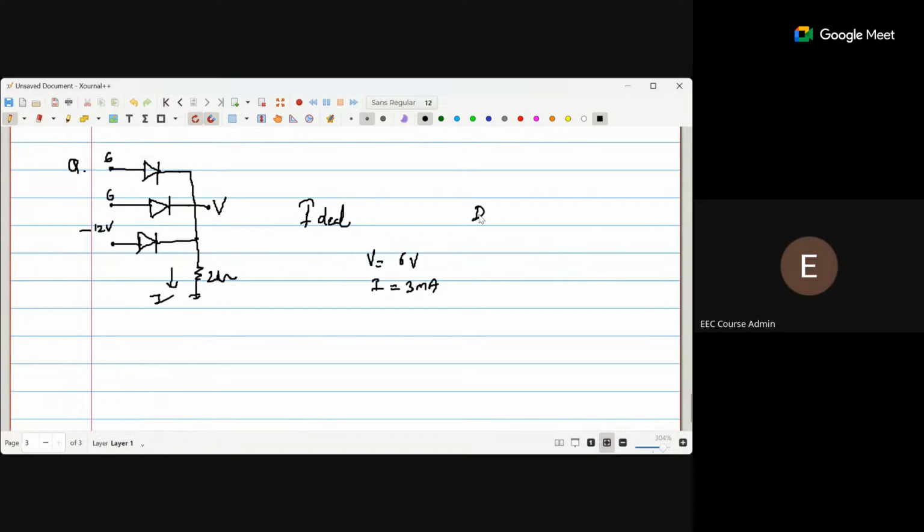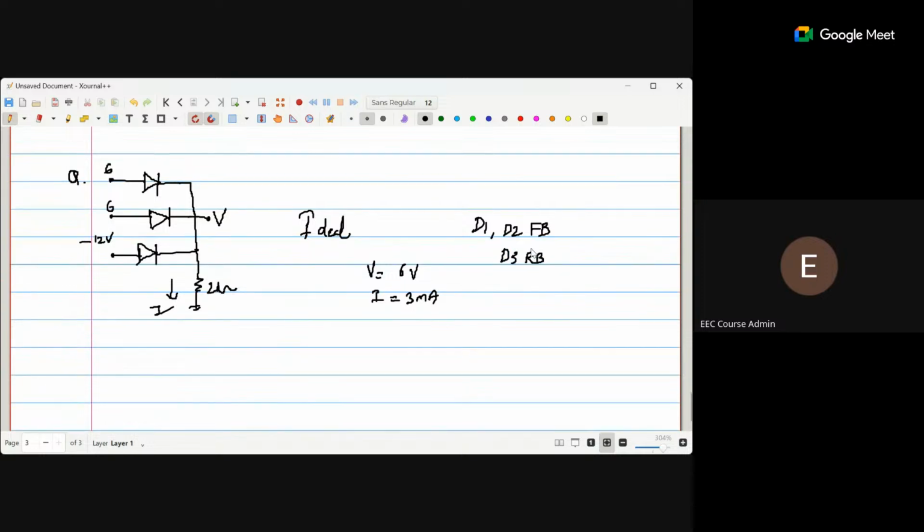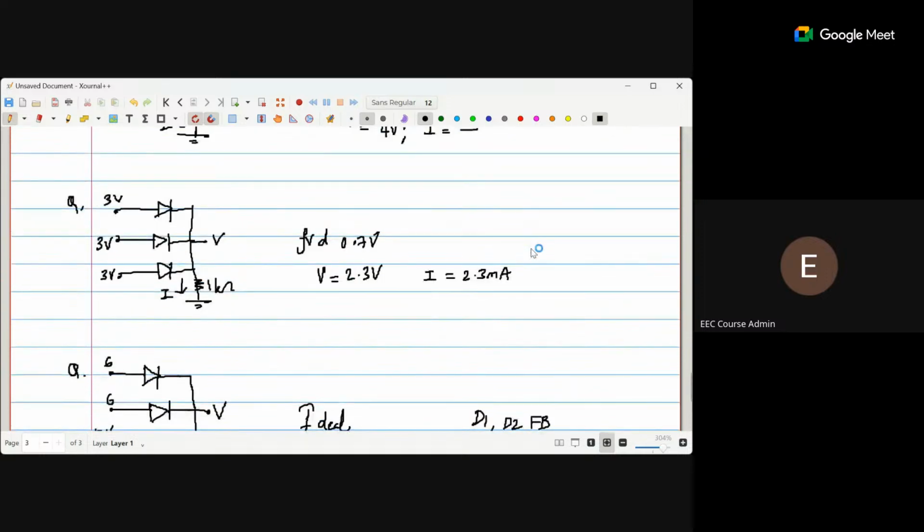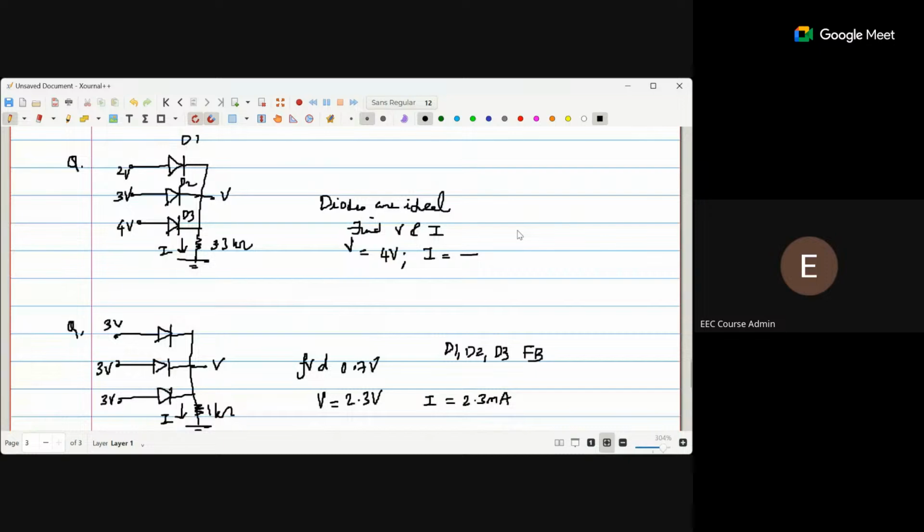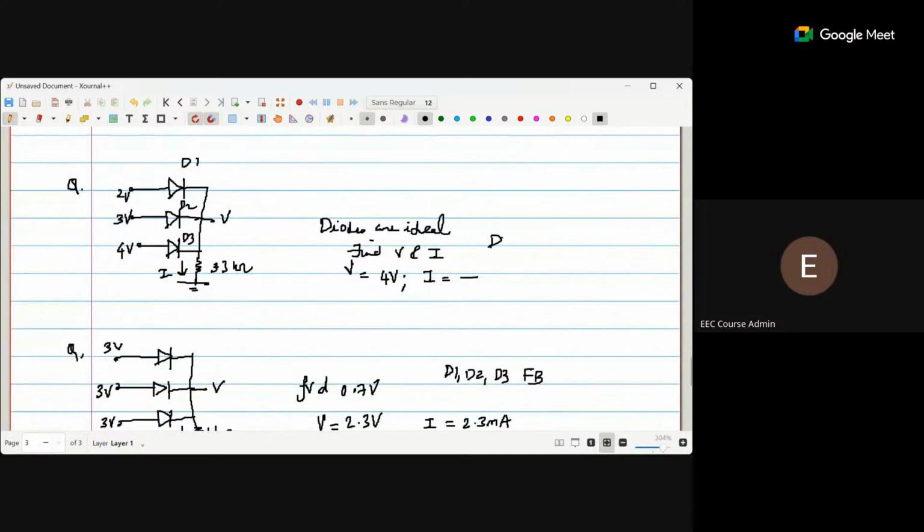So here D1 and D2 are forward biased, D3 reverse biased. Here, what will be the status of the diodes for this? All are forward biased. Here D1 and D2, D3 reverse biased.